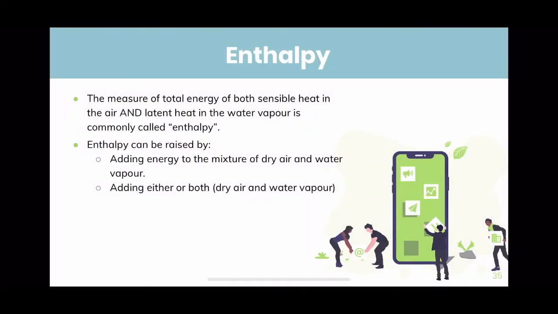Okay, enthalpy can be raised. If you want to absorb more heat from the room, you have to increase the enthalpy absorbed. So how can we raise this? By adding energy to the mixture of dry air and water vapor, and also by adding either dry air, water vapor, or both. This is a trick that we use to increase enthalpy inside air. And you can use the psychrometric chart to tell you how much enthalpy is increased by adding dry air, water vapor, or both of them.